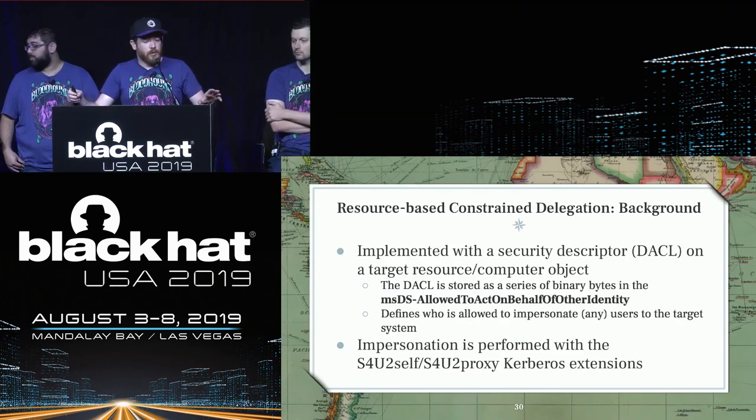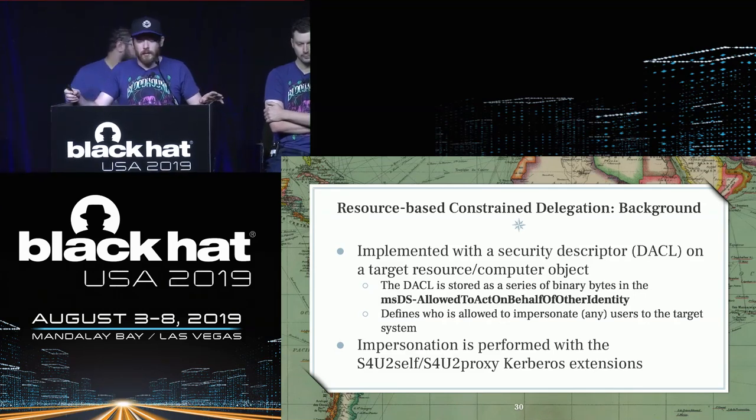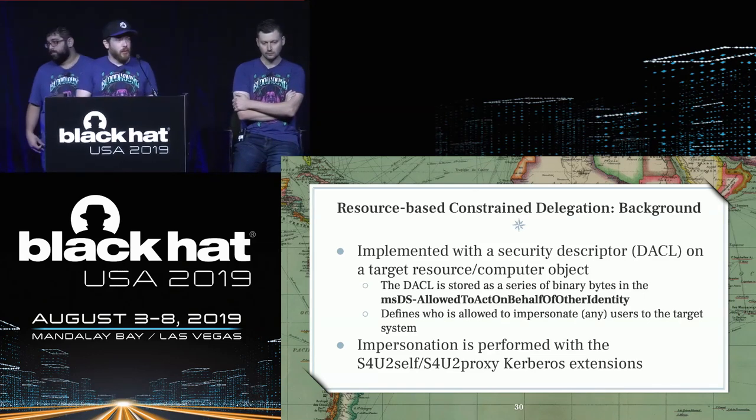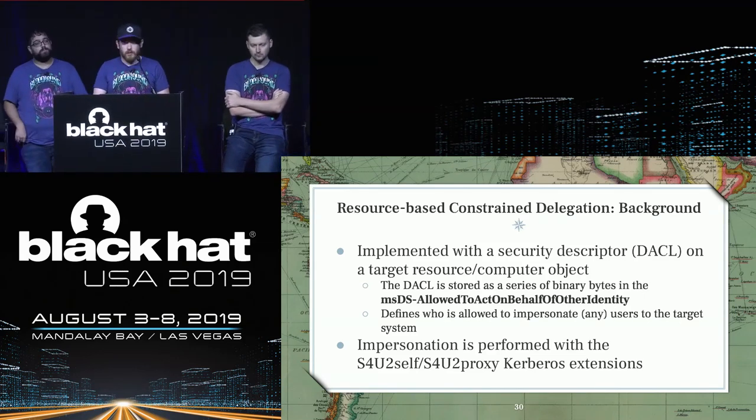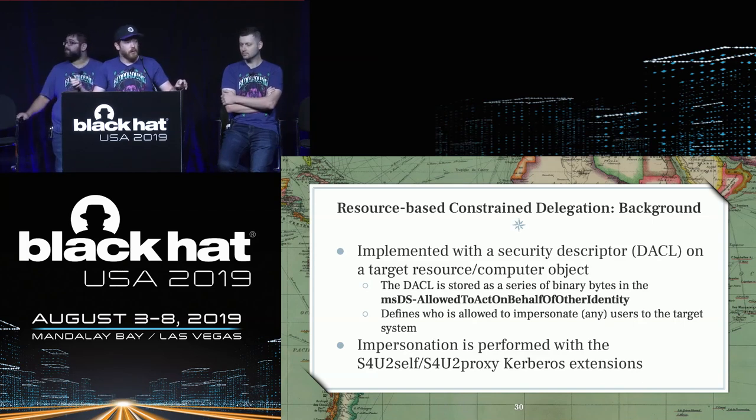But diving a little bit deeper for resource-based, how it actually works, I'm not going to spend 10 minutes going over all the Kerberos internals. But resource-based constrained delegation is implemented as a security descriptor, a discretionary access control list, on a target resource or computer object. So this DACL is stored as a series of binary bytes, in the msDS-AllowedToActOnBehalfOfOtherIdentity property, it's a bit of a mouthful. This is just a simple ACL that defines who is allowed to impersonate any user to that target system. The impersonation itself is executed through a series of two Kerberos extensions called S4U2Self and S4U2Proxy.